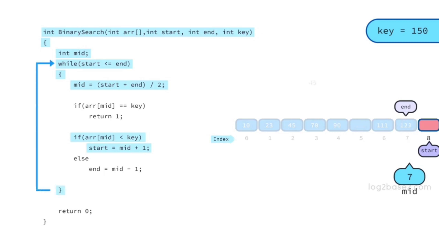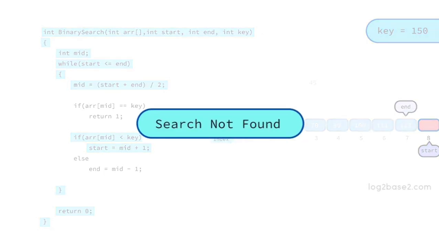Now check the while condition, and 8 is not less than or equal to 7. So the condition fails. It simply means we have completed checking the array, and now there is no chance that the key is present in the array. So control comes out of the while loop and returns 0 as the key is not found.